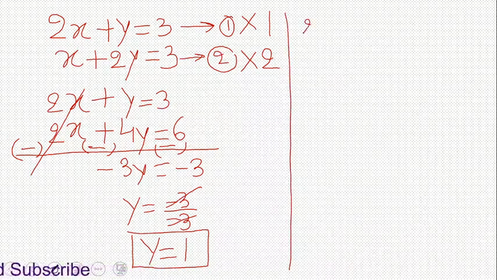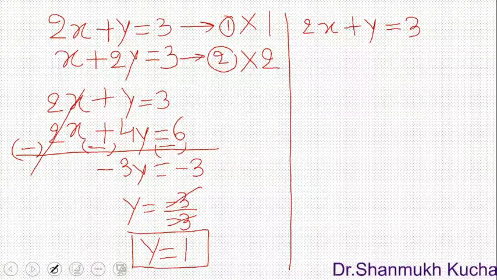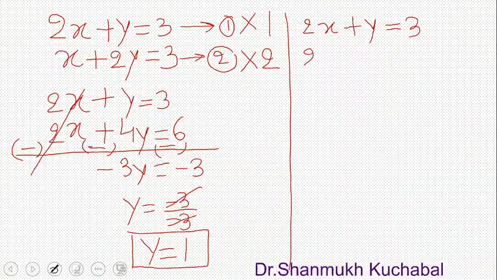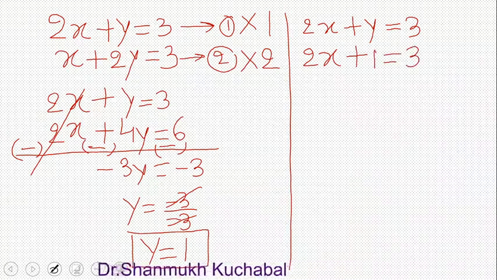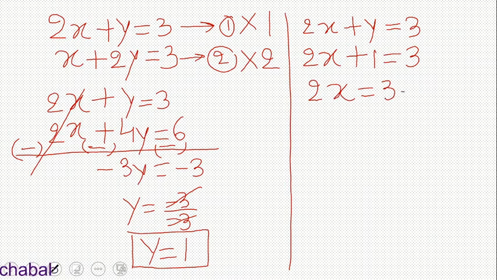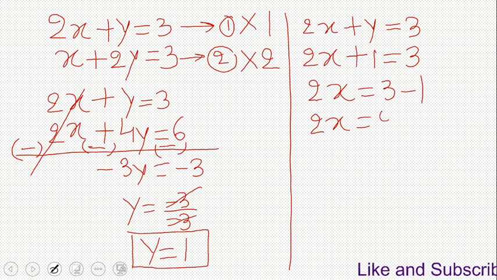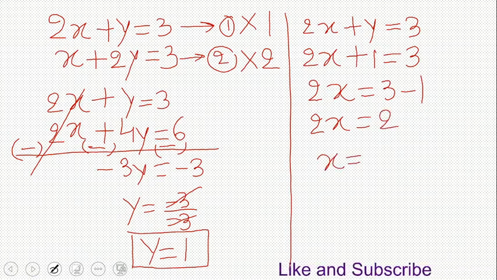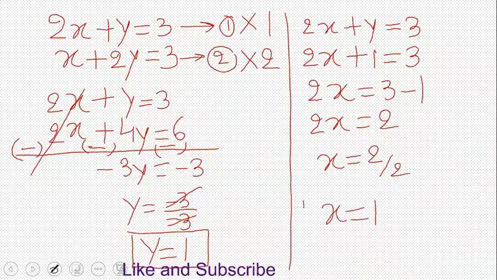So it is 2x plus y equal to 3. Further, the y value we will take as 1. So 2x as it is, y is 1, equal to 3. Now plus 1 we will transpose to the RHS, and it becomes minus, so 2x equal to 3 minus 1. So we get 2x equal to 2. The solution for x is 2 divided by 2, so we get x is 1.